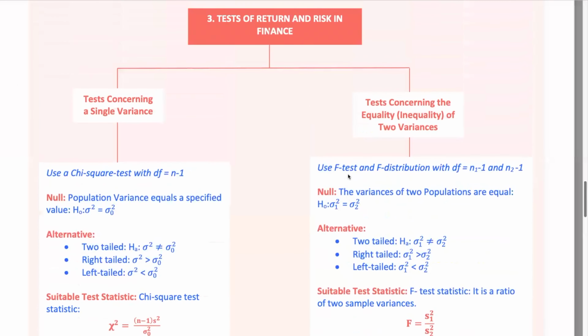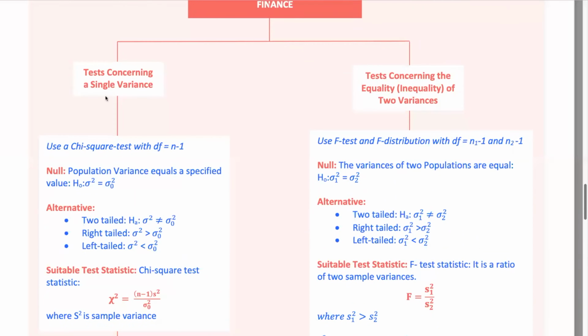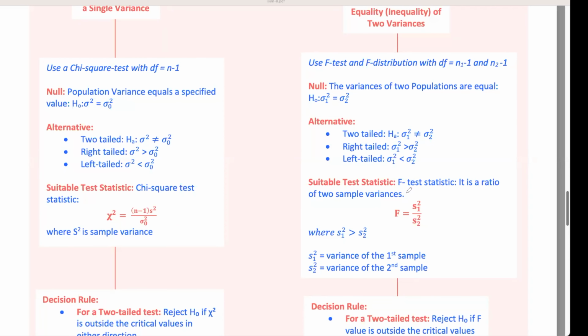Now, for comparing two variances, our hypotheses are similar. The null hypothesis is that the variances of the two populations are equal, while the alternative hypothesis suggests they are not equal, greater, or less. We use the F statistic for this. This F value is compared to the critical value from the F distribution table.